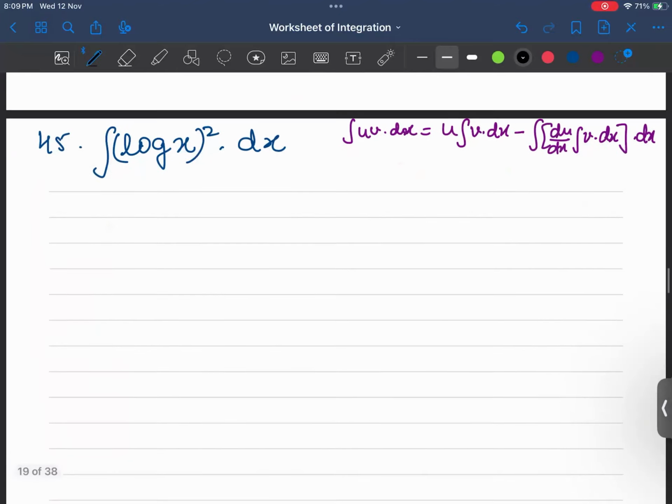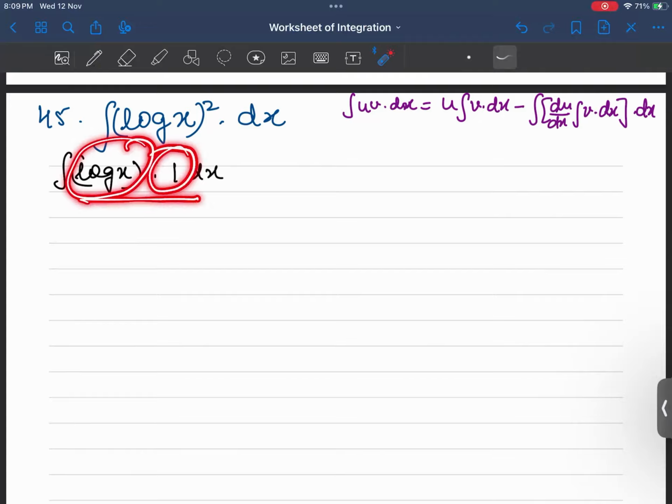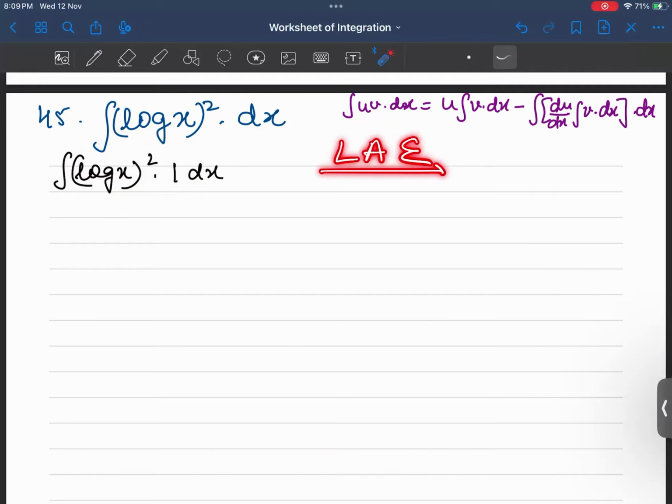That is log x whole power 2. Integration of it. Again, the same issue. What we will do is multiply it again by the number 1. It will not make much difference. Now we have two functions: one function is log x, another function is 1. Which one do we take as the first function? As we know the trick, ILATE, the sequence of preference, the first would be the log. Log would be your first function.